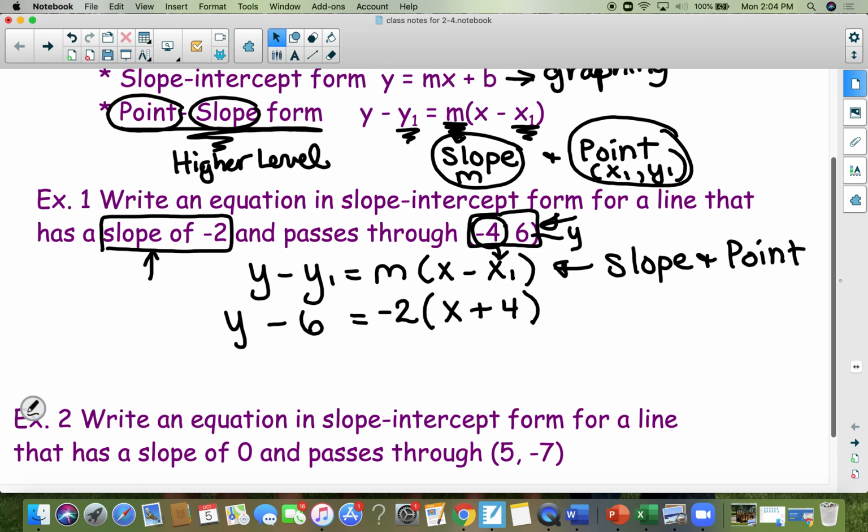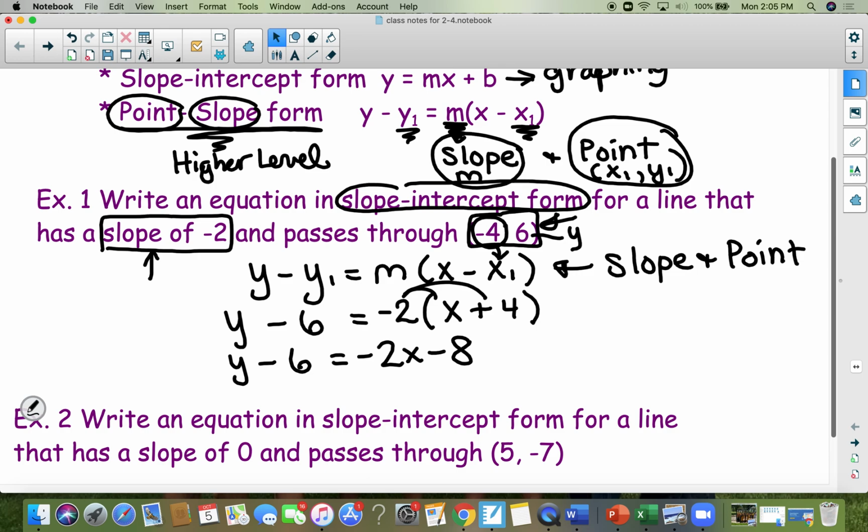Okay, they want you to put it into slope-intercept form, y equals mx plus b. So my next step is y minus 6 equals, the distributive property gives me -2x minus 8. So y equals -2x. If I add 6 to -8, I get -2. Final answer, y equals -2x minus 2. Okay, let's do another one.